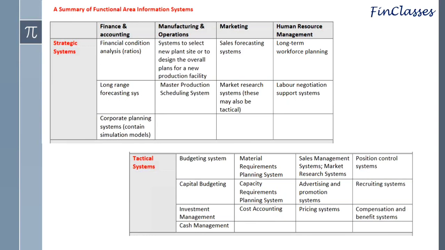Human resource, obviously long-term workforce planning. Short-term workforce planning is not that critical, but long-term workforce planning is very critical at the company level to sustain in the market. And labor negotiation support systems. Coming to tactical systems, these are the intermediary level, like day-to-day operations and running of the company and departments.